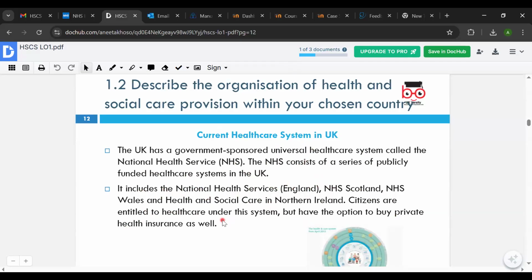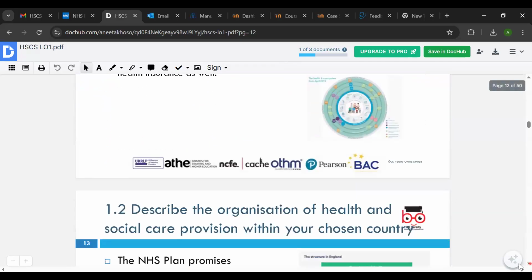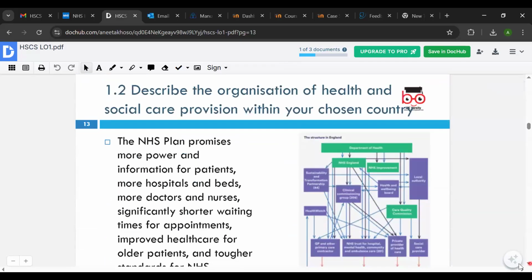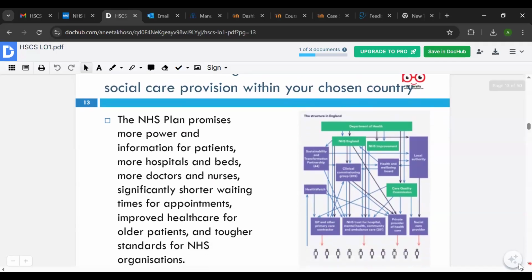So the citizens are entitled to healthcare under the system, but they have the option to buy private health insurance as well, if you cannot access it, or if you need more complex care. Now we go on to describe the organization of health and social care provision within your chosen country.